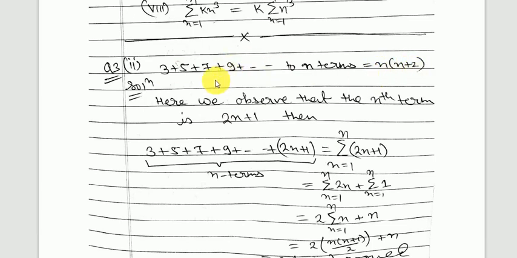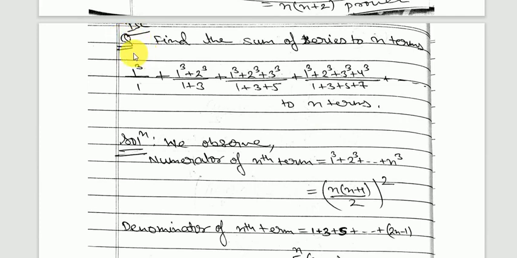So suppose I want the sum of the first 3 terms. So in place of n, I'll write 3. So 3 into, in bracket, 3 plus 2. So 3 plus 2 will be 5, and 3 into 5 is 15. You can make out 3 plus 5 is 8, 8 plus 7 is 15. Okay.